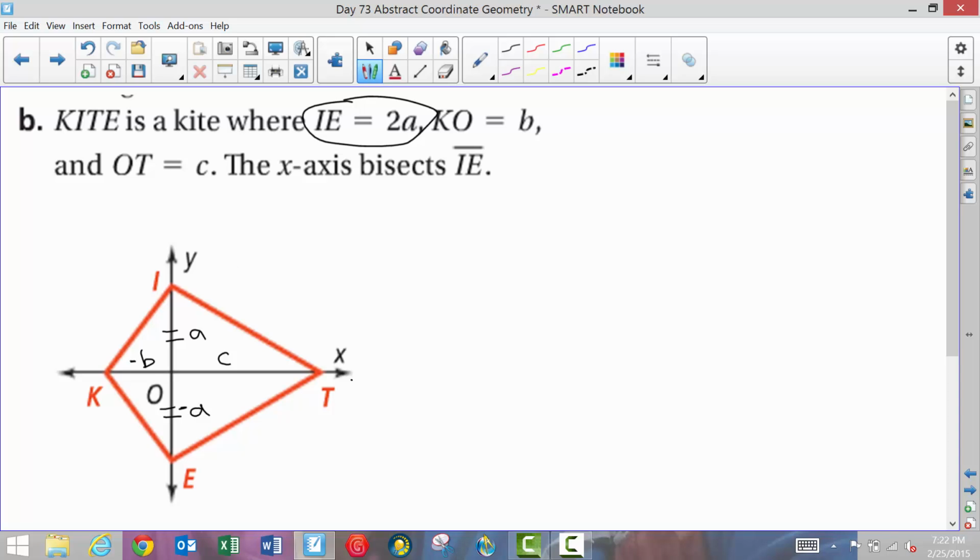So now I can get my coordinates. T is over C, comma 0. K is negative B, comma 0. To get I, it's left and right 0. I didn't move anywhere on my x-axis, but I went up A. And E, I didn't go left or right on the x-axis, so it's 0, comma, negative A.